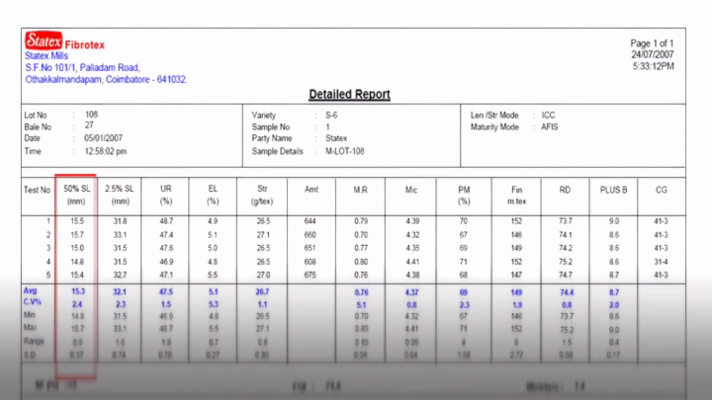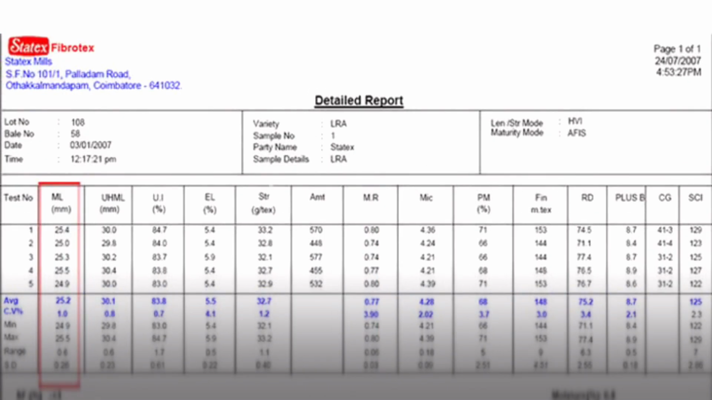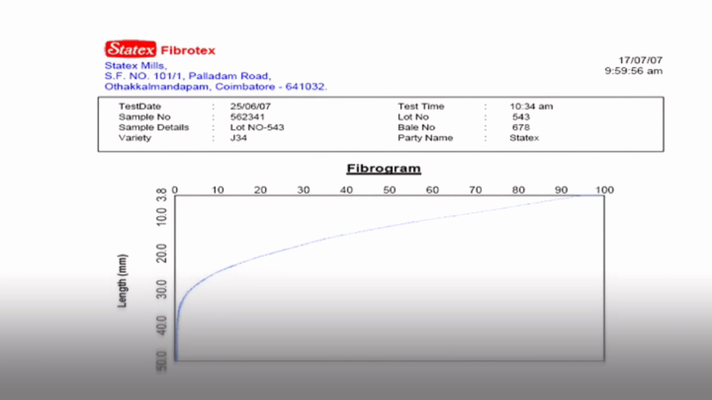Format which contains 50% span length, 2.5% span length, uniformity ratio, short fiber index and breaking strength, micron air, maturity ratio in ICC mode, mean length, upper half mean length, uniformity index, short fiber index, elongation, mic value and maturity ratio in HVI mode, the color of cotton like brightness in terms of RD and yellowness in terms of +B, and a graphical report like fibrograph is also obtained.